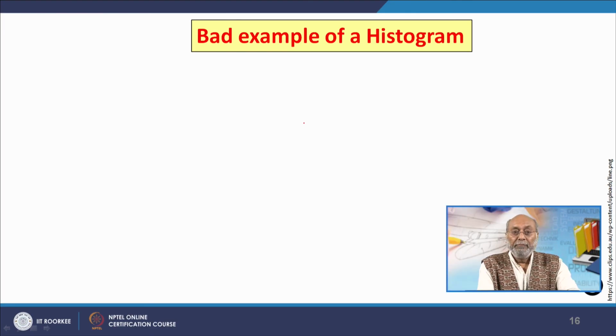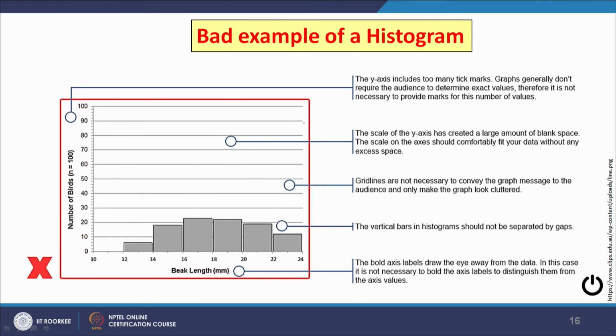Now, we should be ending things with positive notes, but anyway in this one I am finding a bad example of a histogram. Sorry about that, but we have come to the end of this discussion. So here the first problem is that the y axis includes too many ticks. Unnecessary, it is not required. So don't clutter your graphs or charts. Keep it simple. When these ticks are not required, why put them?